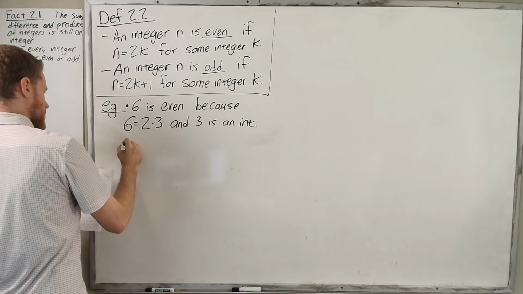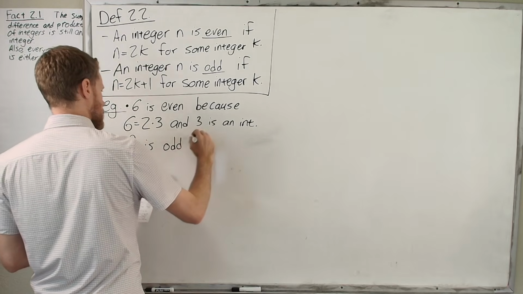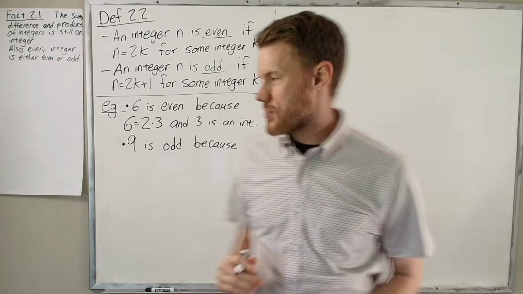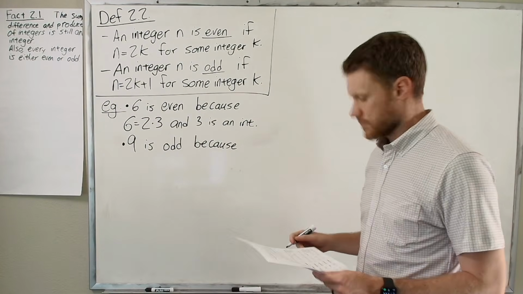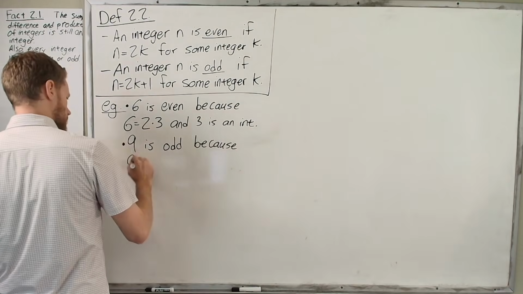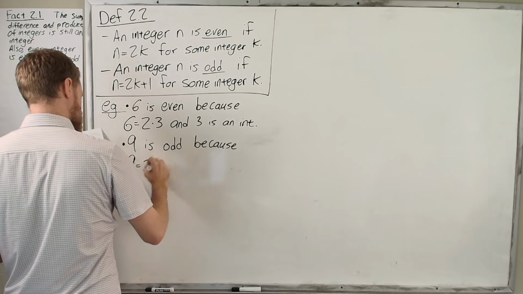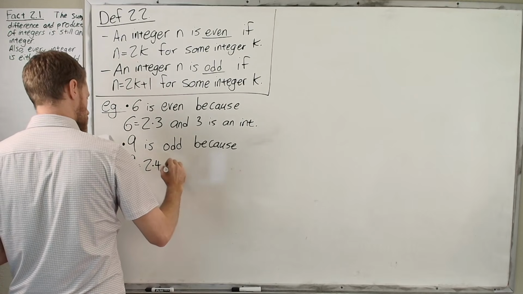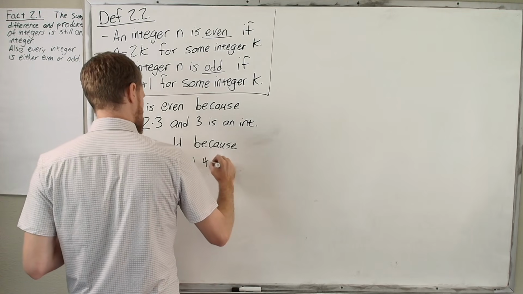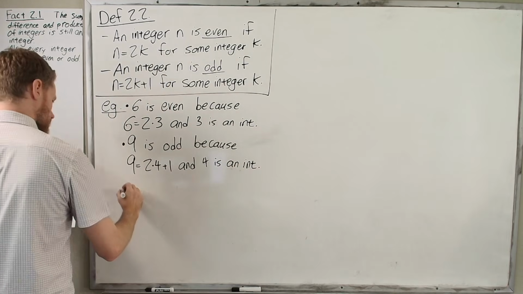Okay, so 6 is even. 9 is odd. Because, why don't you write it out? Because it satisfies the definition. Because 9 equals 2 times 4 plus 1, and 4 is an integer.